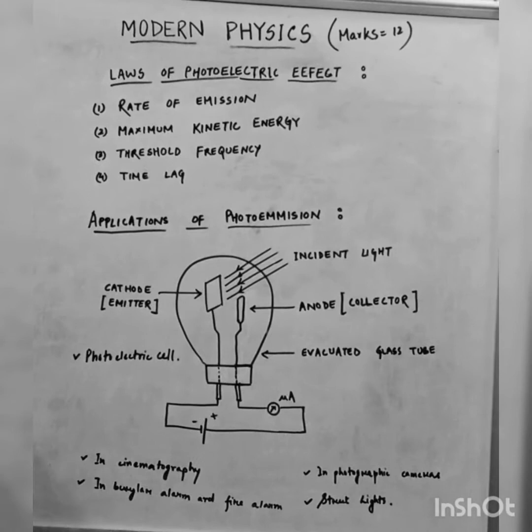It is used in various alarms like burglar alarm and fire alarm. It is used in photographic cameras. Photoemission is also used in control of street light system, in automatic control system, and in meteorology for recording of day temperature.